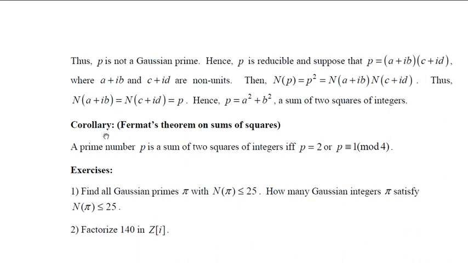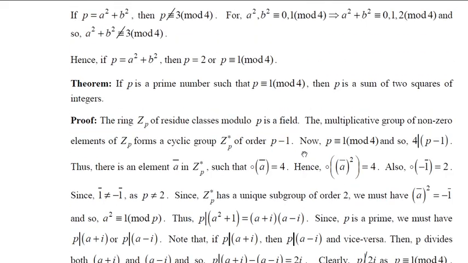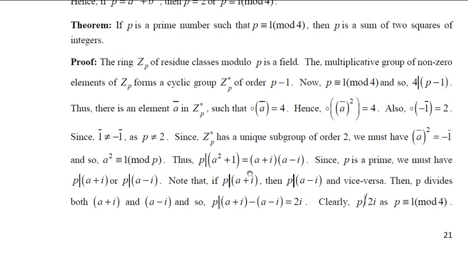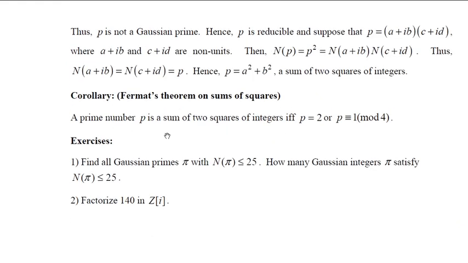Now the corollary, this theorem is due to Fermat. A prime number P is the sum of two squares of integers if and only if P is equal to 2 or P is congruent to 1 mod 4. So the above result gives you that P is a sum of two squares of integers whenever P is congruent to 1 mod 4. And above that we are given what happens if P equals 2. So combine these two. This gives you the proof of this corollary.